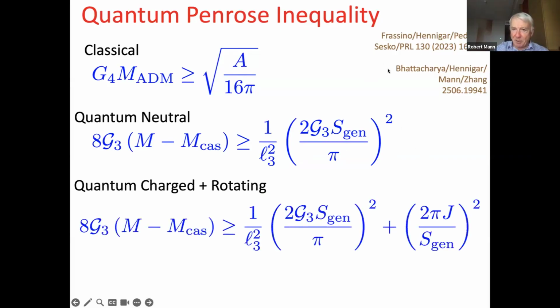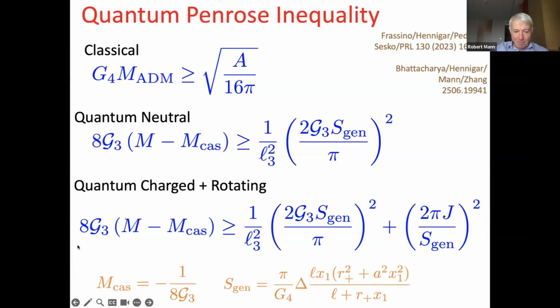What we found in this paper with my PhD student, Juman Bhattacharya, Roby Hennigar, and Ming Zhang, a visiting scholar from Jilin University, is that it appears that when you have charge and rotation, you get this additional term. If you have zero rotation, then you reduce to this. But we discovered that the Penrose inequality seems to generalize to this inequality right here.